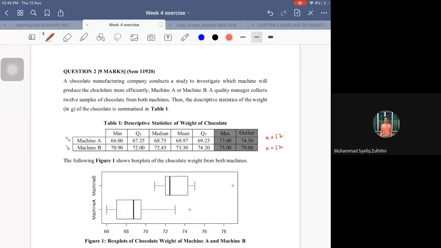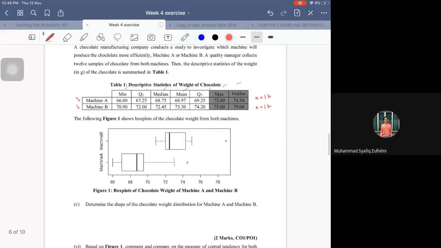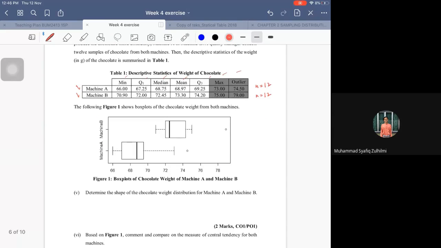Then the descriptive statistics of the weight of the chocolate are summarized in table 1. Basically, they already give you the five number summaries, the minimum, quartile, median, and those values. So you don't have to calculate anything. And they have even sketched the box plot for you. So basically, you don't have to do anything. All you have to do is interpret.